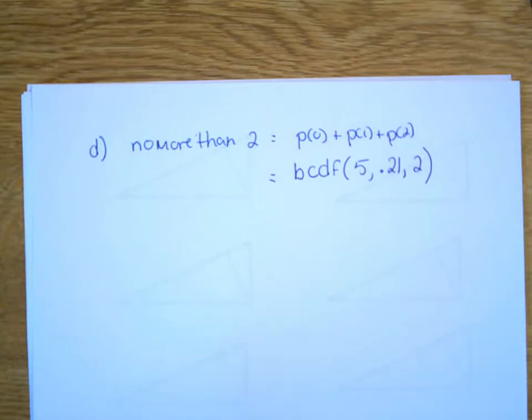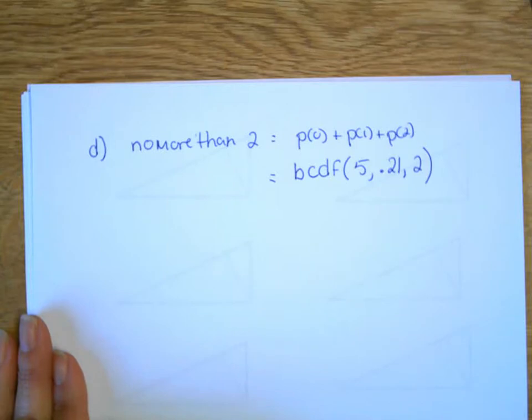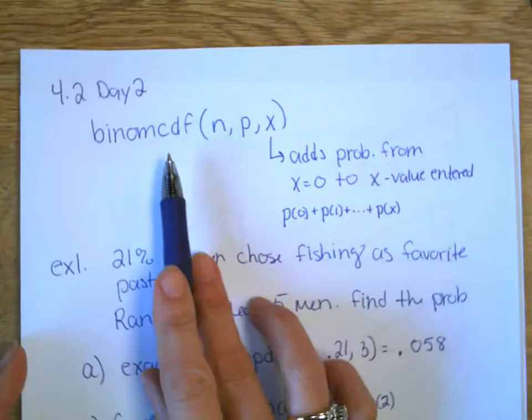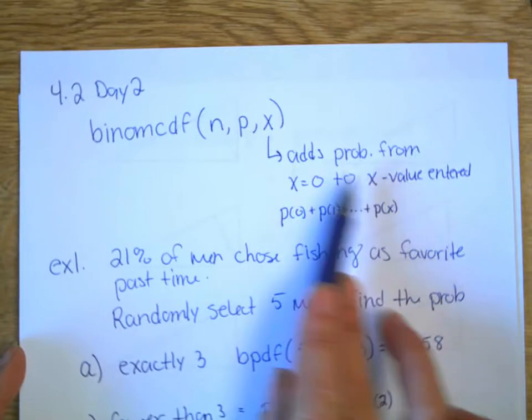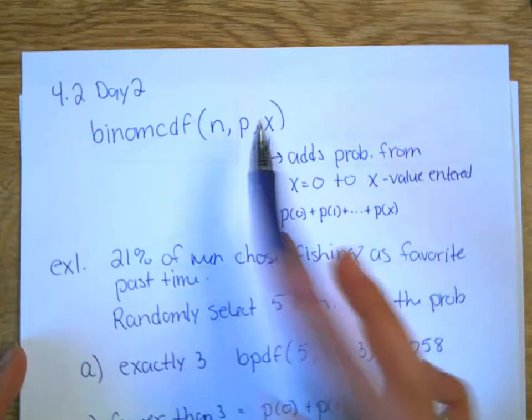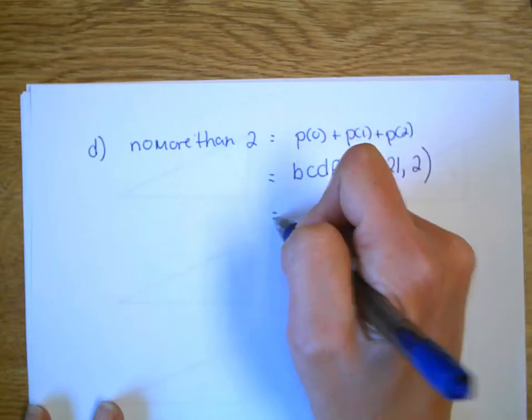Wait, okay. We already did one like that. Oh, yeah, right. I don't understand that one. Well, do you understand the 0, 1, and 2? Yeah. Okay. Well, then the binom CDF starts adding from 0, and it'll stop at whatever x value I put there. Oh, okay. .934, do we agree? Yeah.